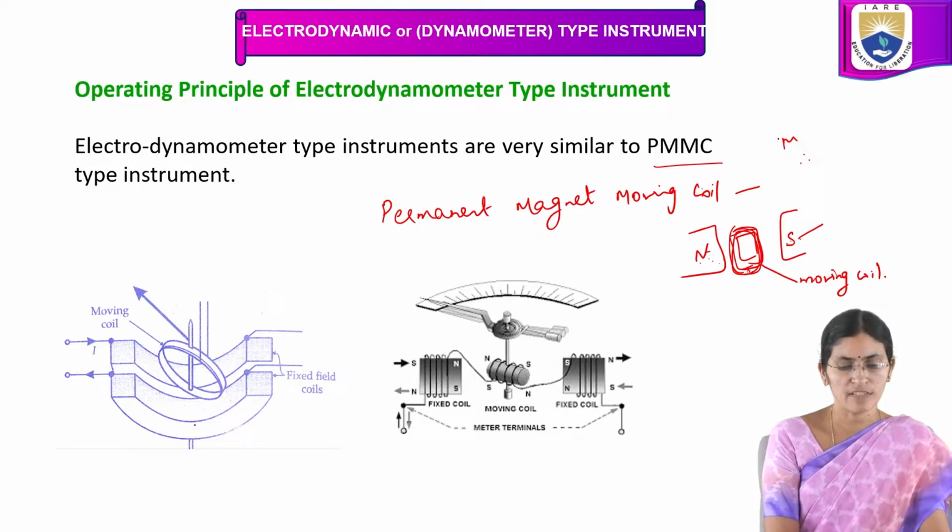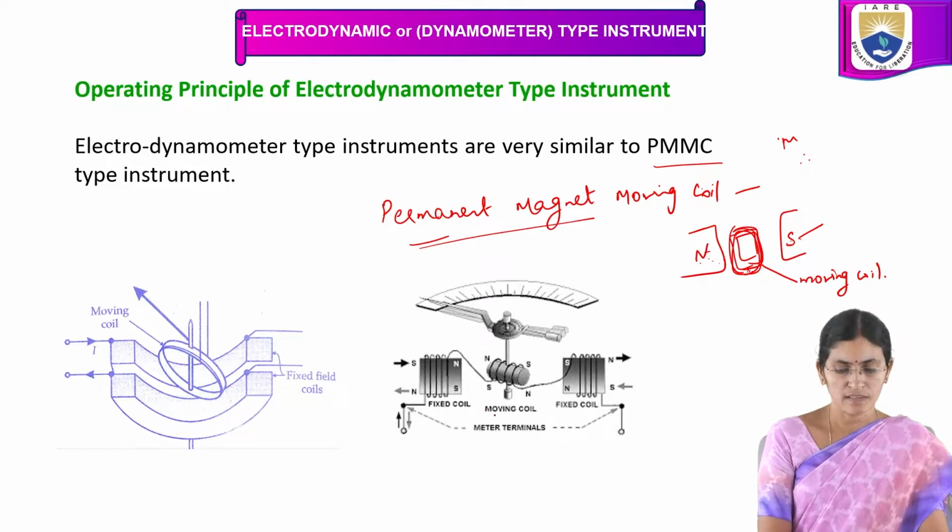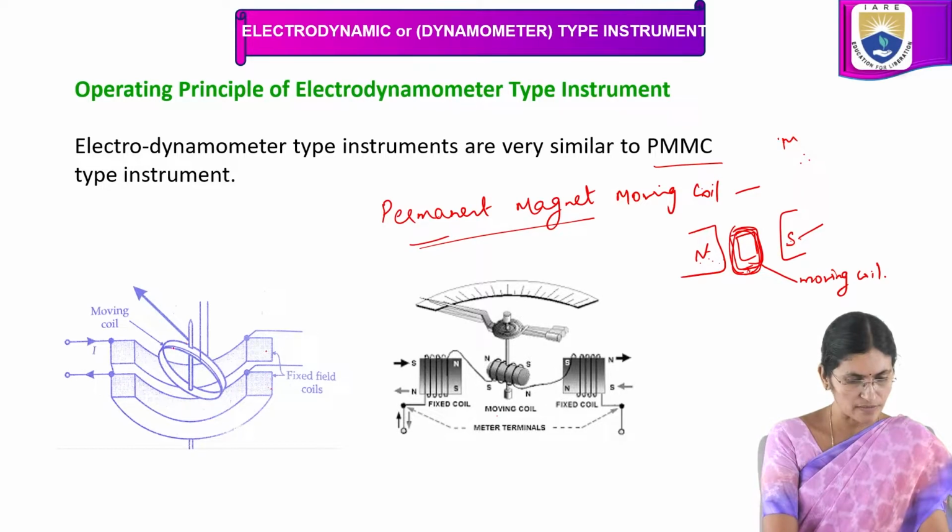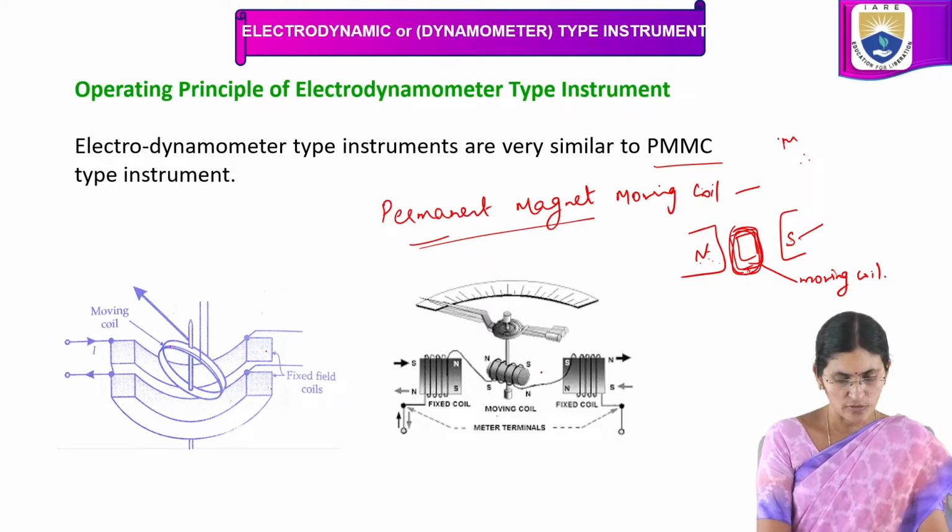But the difference here is, instead of permanent magnets, we use coils here. So you can see the construction. This is how electrodynamometer type instrument looks like. This is one view and this is the other view of electrodynamometer type instrument. These are the two fixed coils and this is the moving coil. So here also a similar structure.